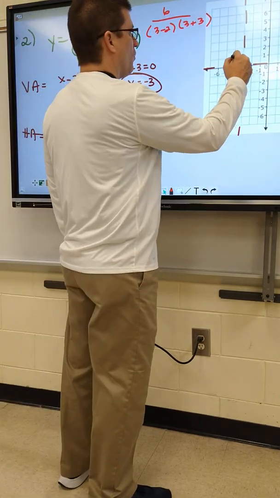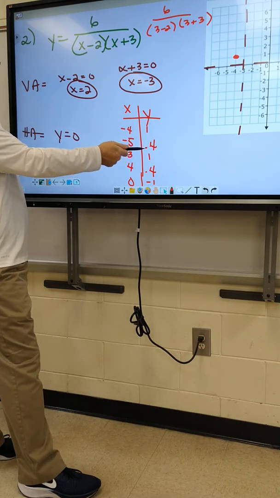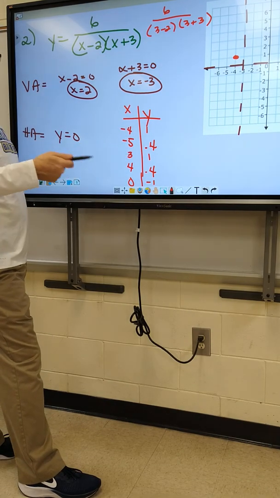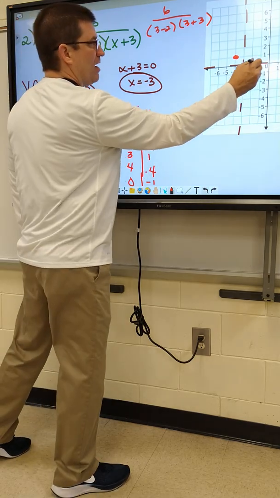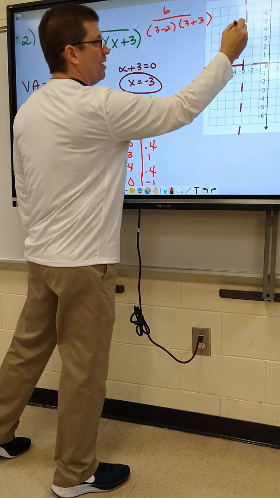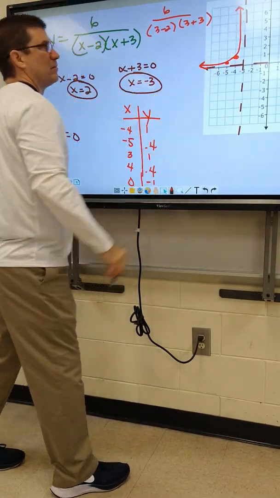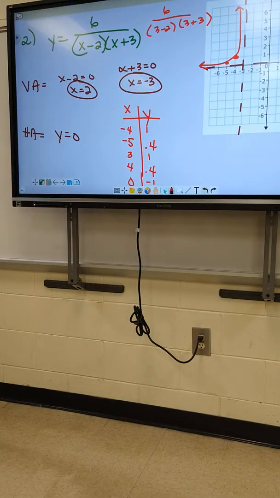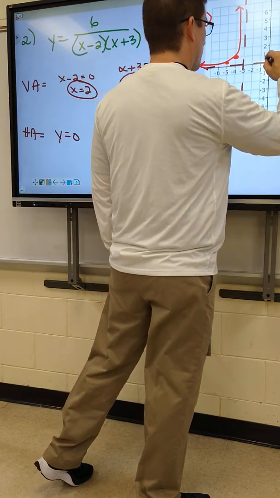So -4 up 1. Hey guys, how do I go up 0.4? 0.5 would be halfway. So 0.4 is like almost halfway. -5 up just a little bit, and there's your first curve. All right, over 3 up 1, over 4 up 0.4.